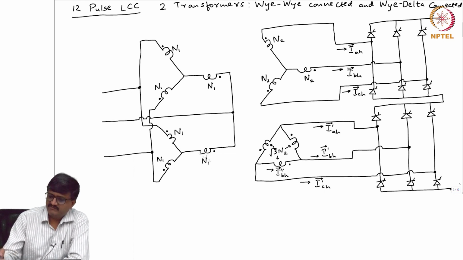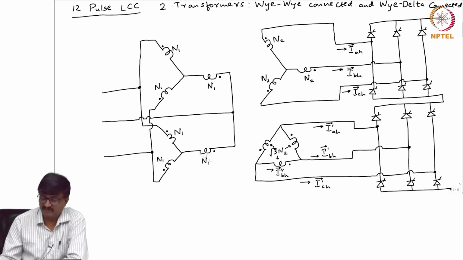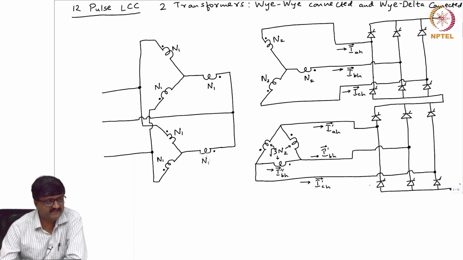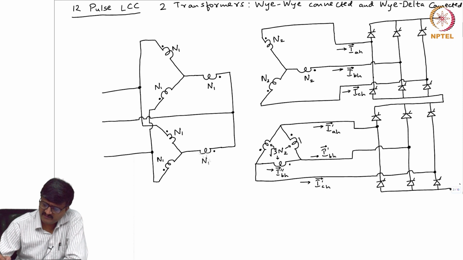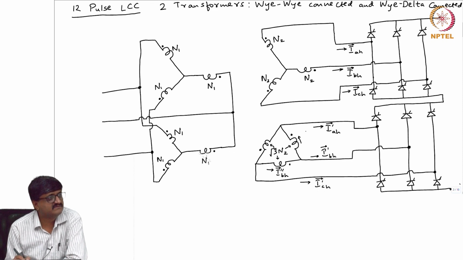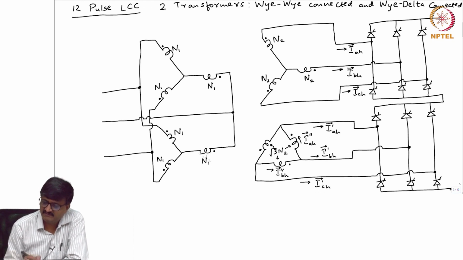So, notice that I have shown the currents as entering, the current as leaving the dots in the first YY, the secondary side of the YY transformer, also in the delta side of the second transformer. Then if I want the current here, this is A phase or B phase or C phase? This is nothing but A phase, IAH double prime. So, here also current is leaving the dot, and finally, the current here is C phase current, ICH double prime.